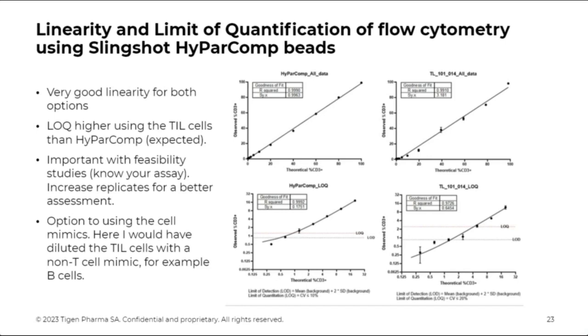I think this provided a lot of good information. Looking at the hypercomp and the T cells diluted with the naked hypercomp beads, the linearity was excellent. The R-square value, which you often look at, is for the hypercomp 0.999. And for the T cells, you can see here, if you look at the data points, they are deviating somewhat, but the R-squared is 0.991, which is also very good.